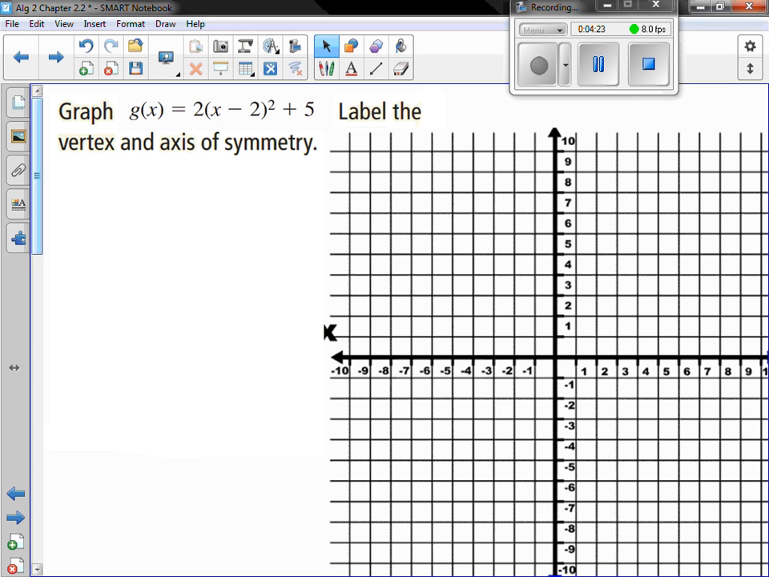So at this point, are there any questions on these? We feel comfortable with finding vertex and axis of symmetry? Yeah? We don't need to see another example? Because it's pretty nice, because it's just looking at this function: h, k is the vertex, and the axis of symmetry is x equals the h value.